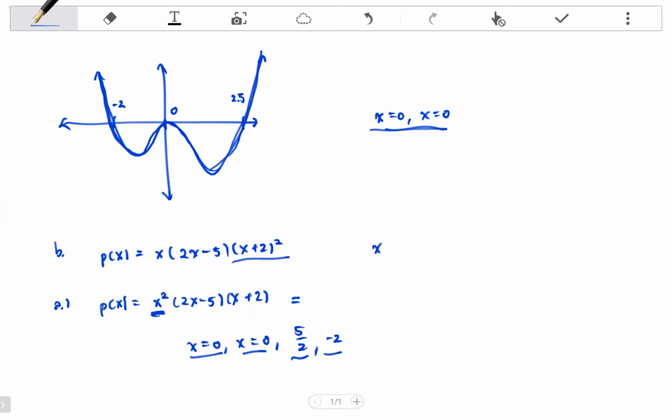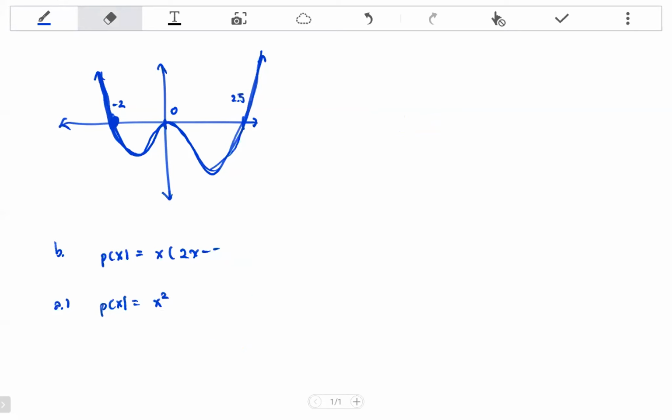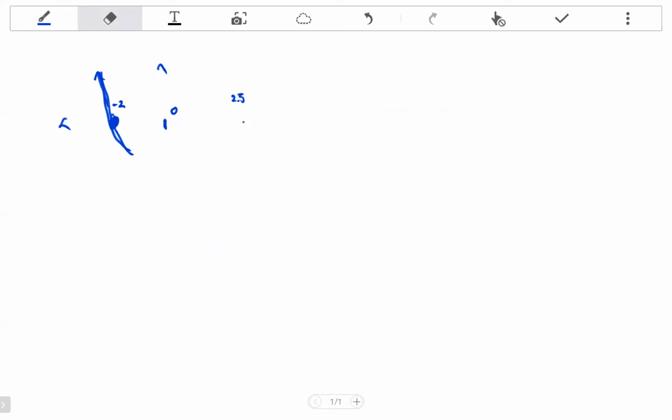In B, x plus 2 is shown to repeat, so it should bounce on this point. But we see that it just goes through, so the answer is A. Does that make sense? Or did that not justify anything? I think I get it a bit. You get it? Okay. That's good.